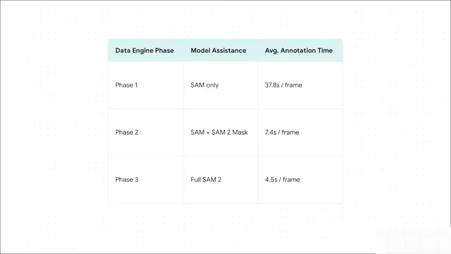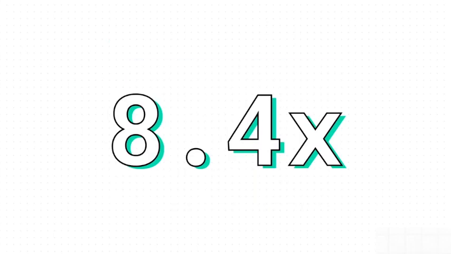And the efficiency gains were just staggering. The average time to annotate a single frame dropped from almost 38 seconds in the beginning all the way down to just 4.5 seconds in Phase 3. This created this perfect virtuous cycle. The better the model got, the faster they could create data, which in turn made the model even better. What did that all add up to? A final speedup of over 8 times. That's right, using the fully mature SAM-2 model in the annotation process made the whole thing 8.4 times faster than when they started.